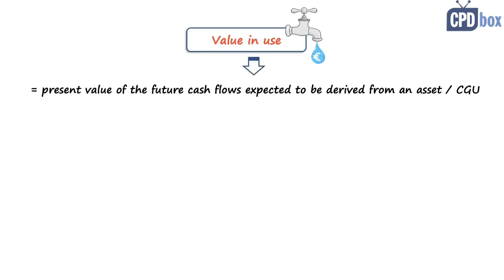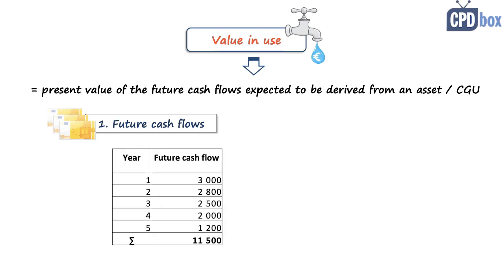Value in use is the present value of the future cash flows expected to be derived from an asset or cash generating unit. It's present value, right? So it's discounted value. When you want to determine the asset's value in use, you need to estimate the future cash inflows and outflows to be derived from continuing use of the asset and from its ultimate disposal.